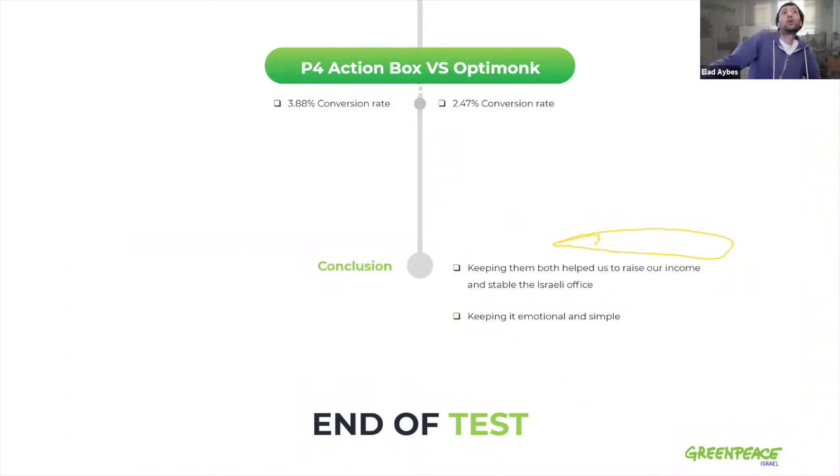And you can see that the action box is performing quite a bit better than Optimum, but using them both together raised our online donations and helped us reach more audiences that weren't aware that Greenpeace needs more donations.